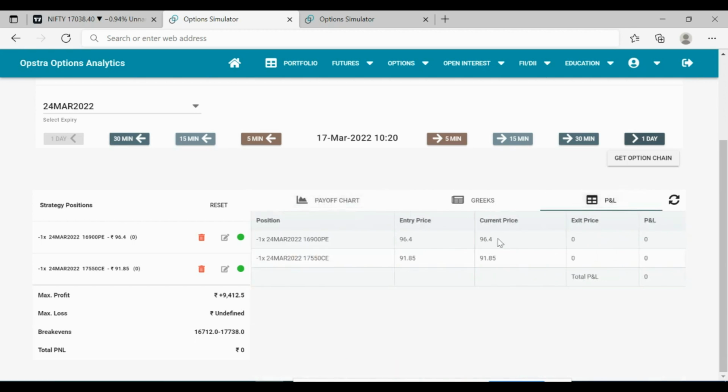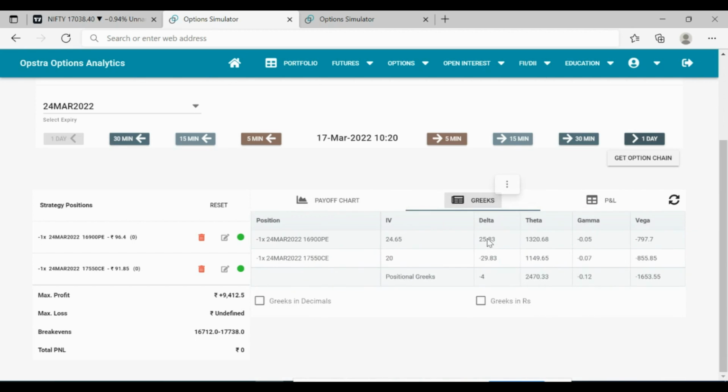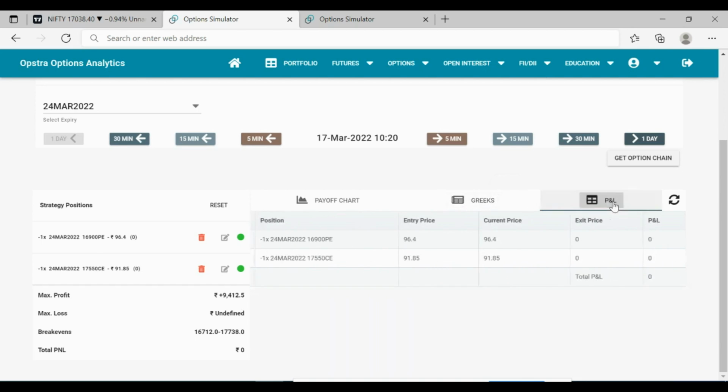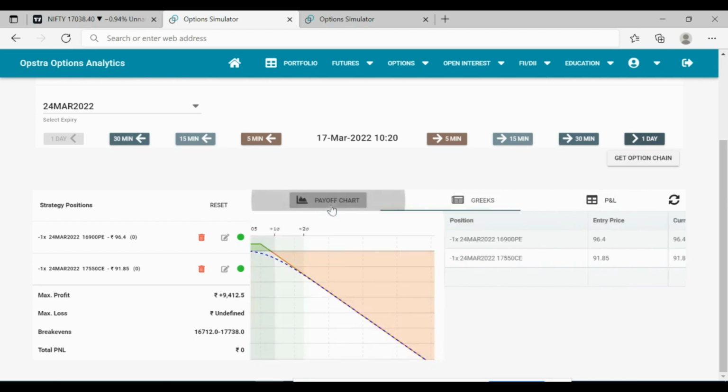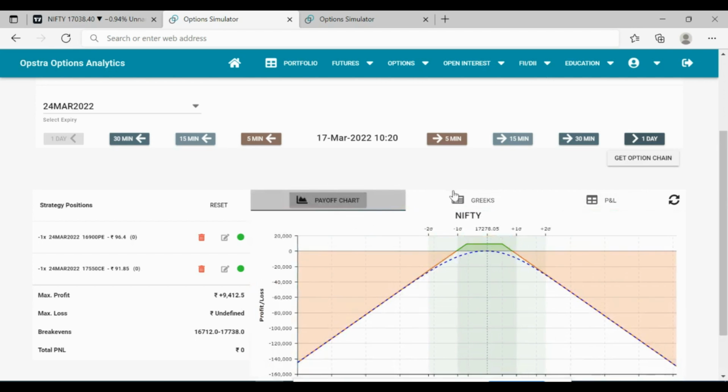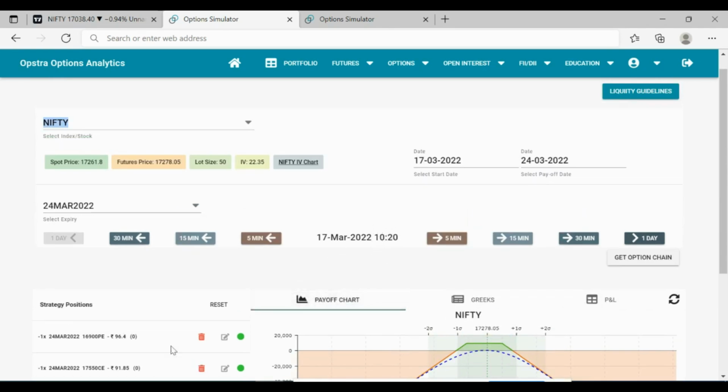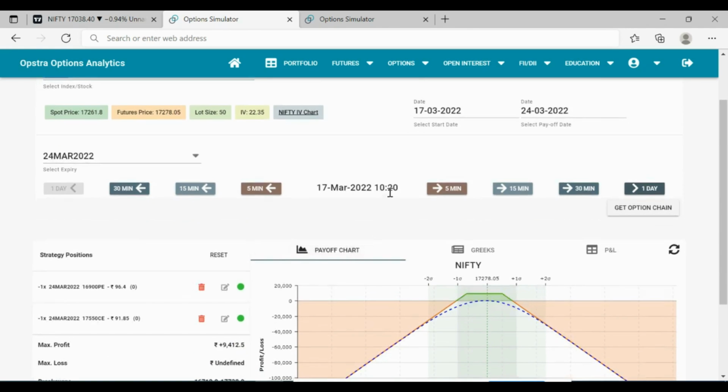Either you can go for balancing the premium or else you can go for balancing the delta. Though it is showing -4, it is as good as delta neutral. But for this video I'll show you how to balance the trade using the premiums. Now we are at 10:20. I've deployed a triangle at 10:20.